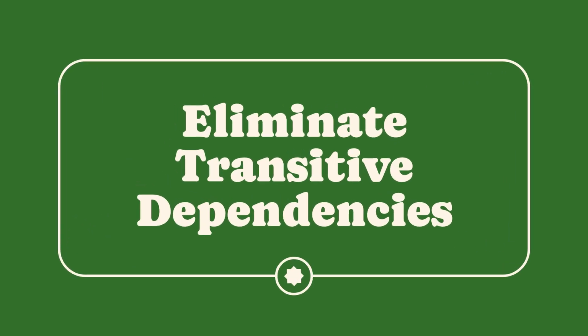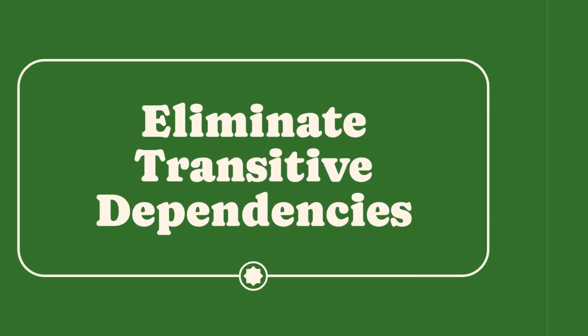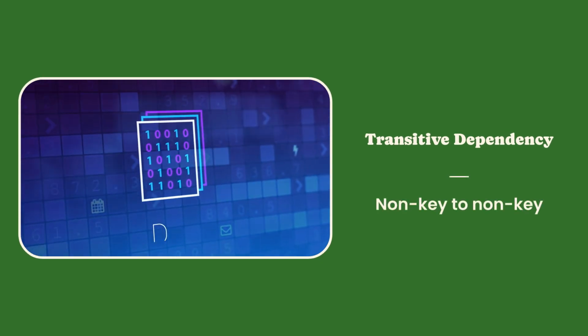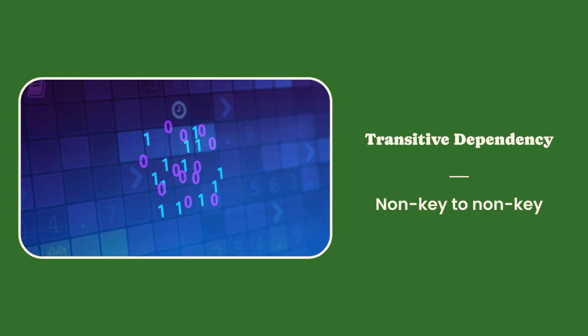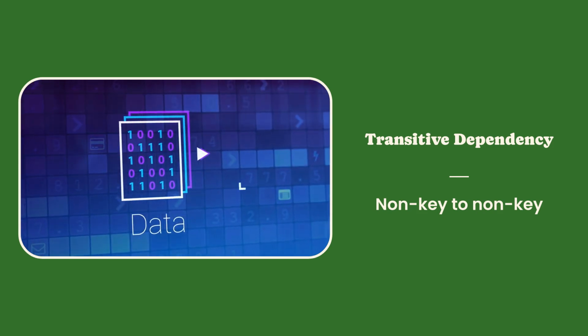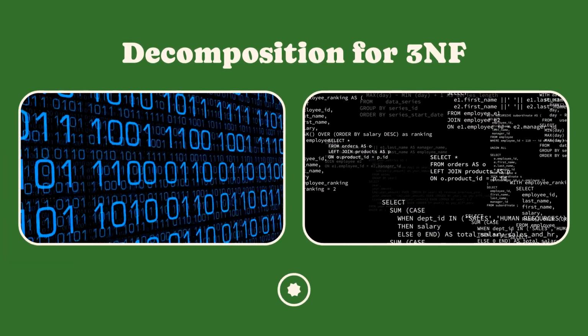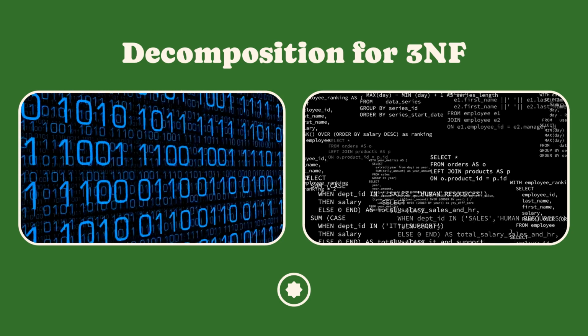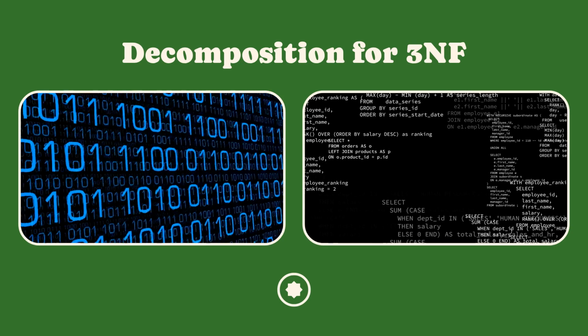The main objective of third normal form is to eliminate what are called transitive dependencies. A transitive dependency occurs when a non-key attribute is dependent on another non-key attribute, such as student ID determines advisor ID, which then determines advisor name. To achieve 3NF, we decompose the problematic table into two smaller, highly specific tables, isolating the transitive dependency.